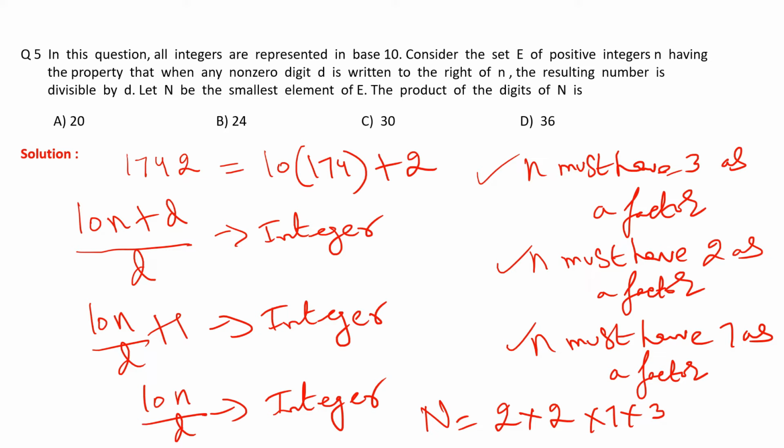Now when we move to 9, when we put d as 9, then we already had n containing 3, but to make it divisible by 9, n must be having 3 2 times as its factor. Otherwise, it won't be divisible by 9. So that means this is the situation. N will be containing 3 2 times as a factor and 2 2 times as a factor and 1 7. So this is the smallest possible value of capital N.